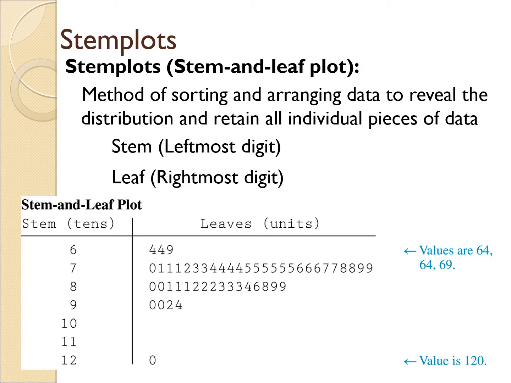A stem plot is another graph that you've probably seen before. In a stem plot, we have a stem, which in this case is the tens digit, and then we have a bunch of leaves. So this really represents three different numbers. We have 64, take the stem, attach this first leaf here. We have another 64, since there's another 4 there. And we have a 69. Okay, so it just condenses them.